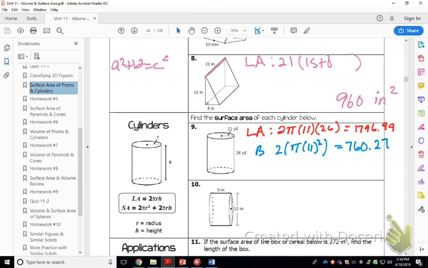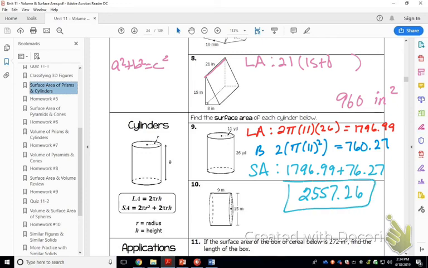Okay. And then add them up. So the 1,796.99 plus the 760.27. 2,557. Yeah. Is it 0.26 or 27? Well, mine says 26. All right, and there it is. So that one's much more straightforward. Not a lot of changing of your bases.